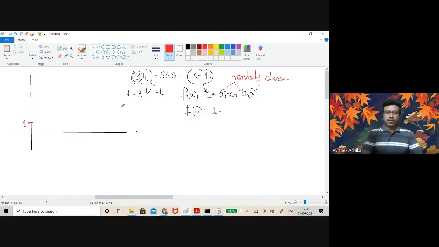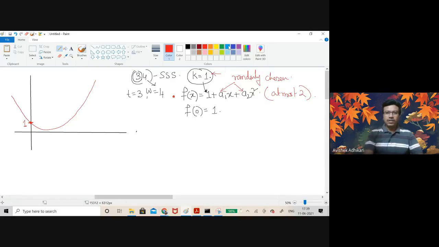Okay. So in general this will look like a parabola which passes through this point. Suppose this is my parabola. So this is the secret. The first step is the dealer must choose a polynomial of degree 2, or at most 2, such that the polynomial must pass through this point, the secret k equal to 1.